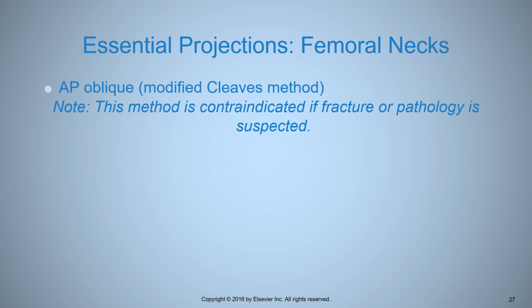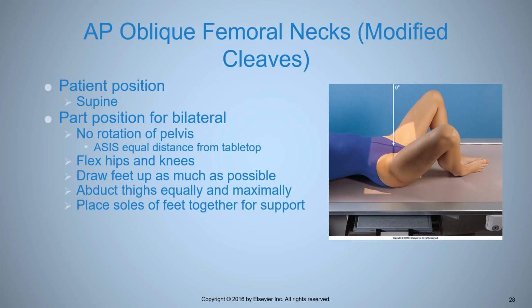Now, typically when they order a modified Cleaves, and it's usually in a series, AP pelvis with frog leg pelvis, what they mean is a modified Cleaves, a bilateral frog leg pelvis. It says femoral necks. However, when the radiologist puts modified Cleaves on the protocol book, they want the whole pelvis. They just want you to frog the femurs rather than try to get them in true AP.